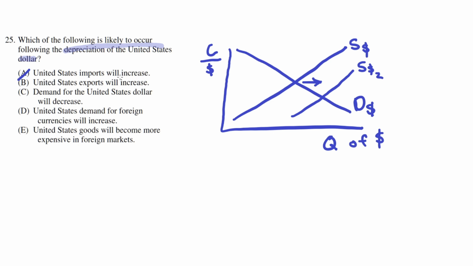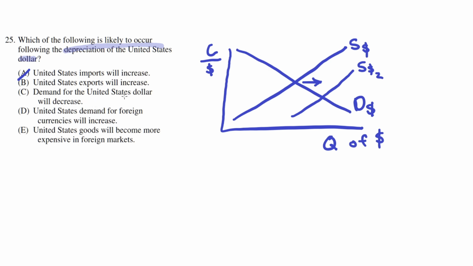B, United States exports will increase. This seems to be the correct answer because the depreciation of the United States dollar means that the dollar compared to other currencies is lower. So because to foreign countries, their currency is worth more, they can buy more dollars with their currency. Because of this, the value of US goods will decrease in terms of money, and then other currencies will buy more US goods, so US exports will increase. So overall, B seems to be the correct answer.